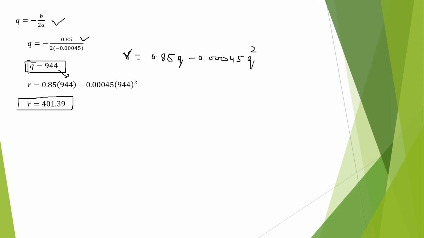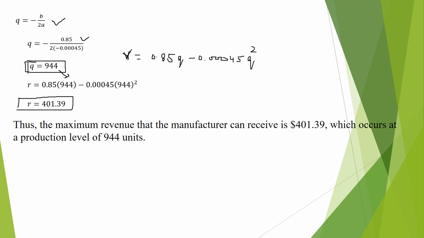401.39. Okay, dear student, now it means that the maximum revenue that the manufacturer can receive is $401.39, which occurs at the production level of 944 units. It means that if we sell 944 units, then the total revenue will be $401.39. Okay, my dear student, how to draw the graph?